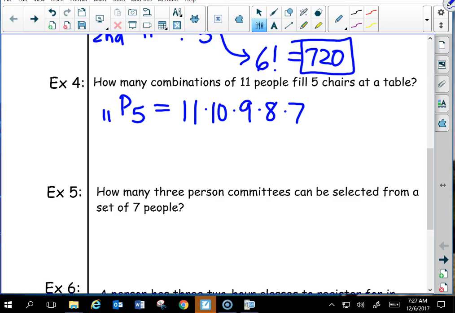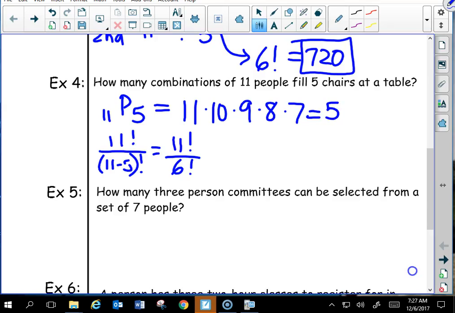If you run this through the permutation formula, we get 11 factorial over 6 factorial. Well, if you write that out, the 6 factorial cancels out the 6 factorial in the numerator, and we're just left with this. When we do the multiplication, we get a big number, 55,440. Again, we could type 11 permutation 5 into the calculator, get the same number.